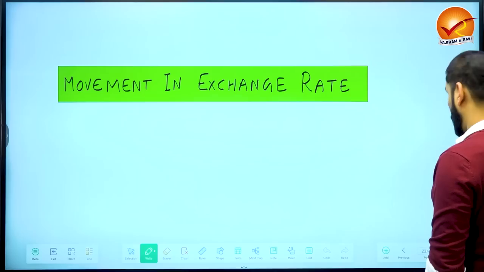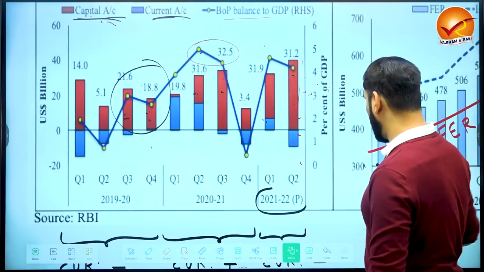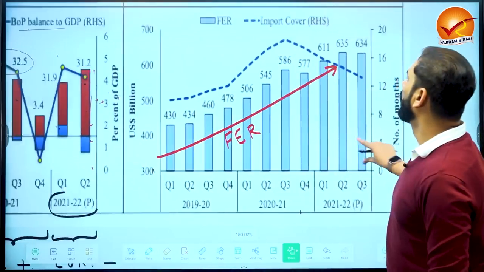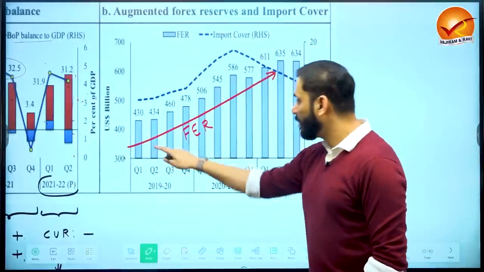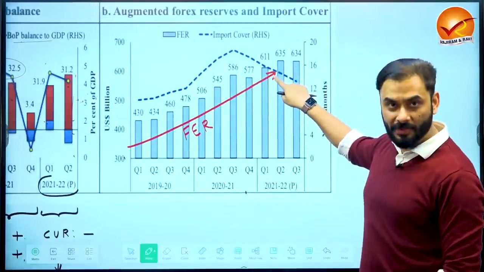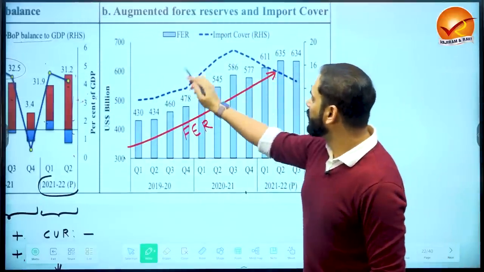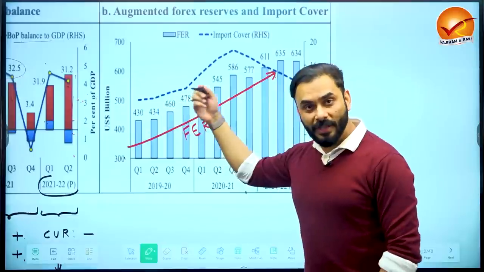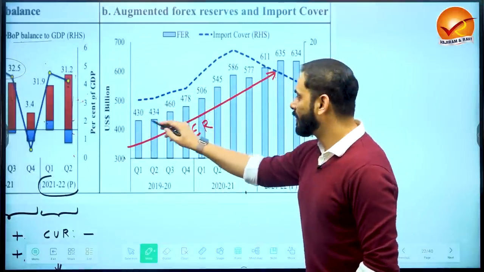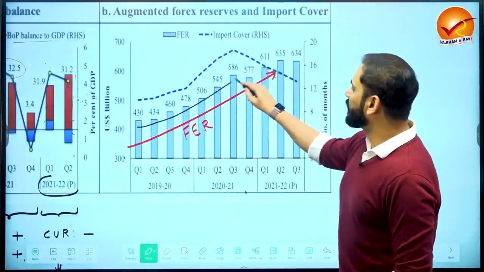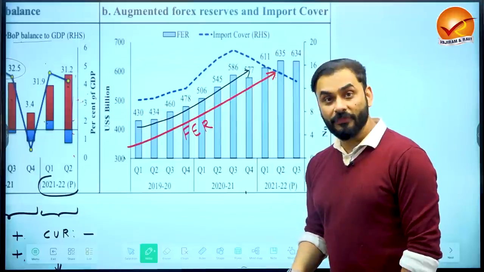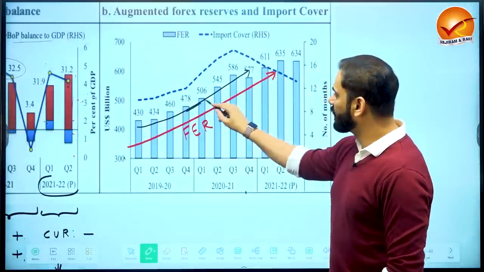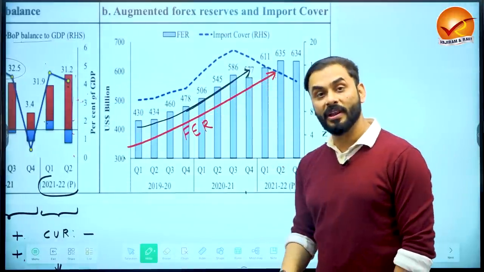See, you have this diagram where we have mentioned import cover. See, this is import cover. So what we are seeing is that since we are getting a lot of foreign capital, our capital account is good, which means we are getting a lot of dollars. So our foreign exchange reserve is increasing. And who keeps foreign exchange reserve?